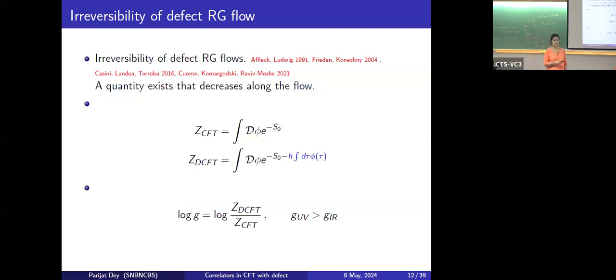Why are you calling one Z_CFT and one Z defect? This one is without the defect.